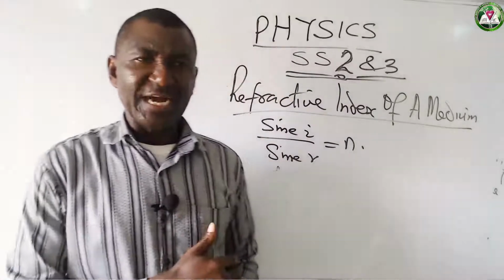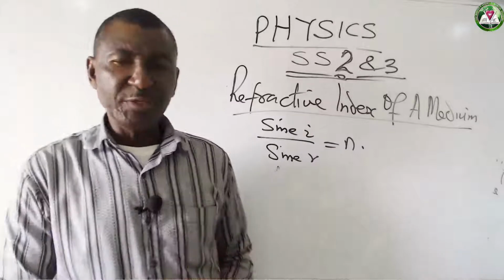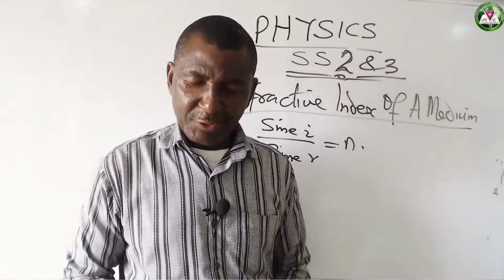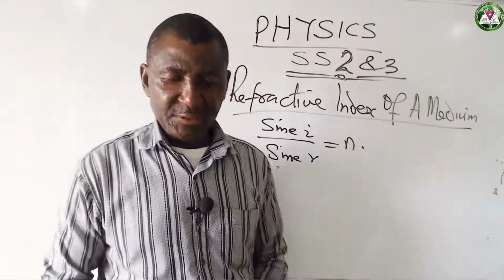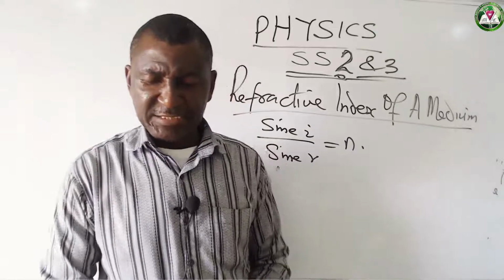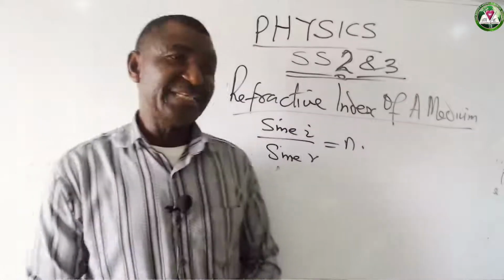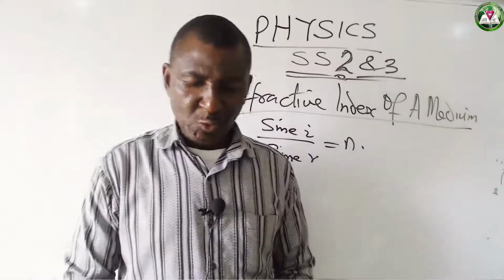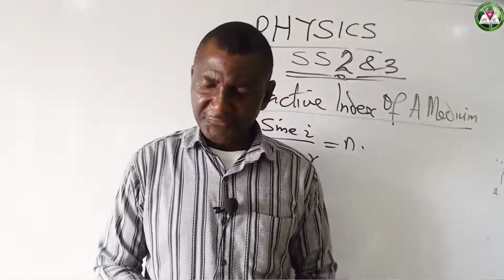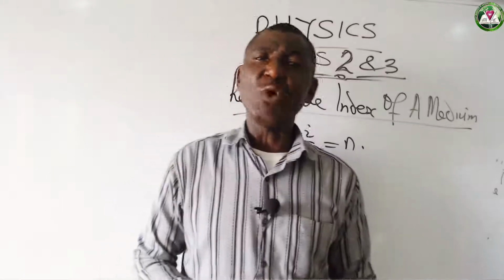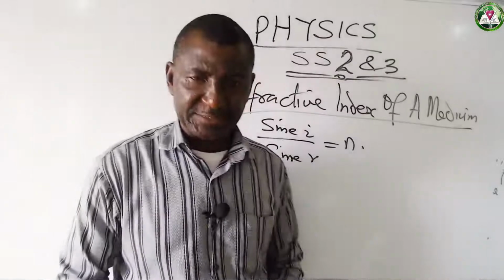So when you plot a graph and determine your slope, the constant of proportionality there is now known as the refractive index. We are saying that this particular constant of proportionality is the refractive index of the second medium with respect to the first medium. So the question is then, what is refractive index?